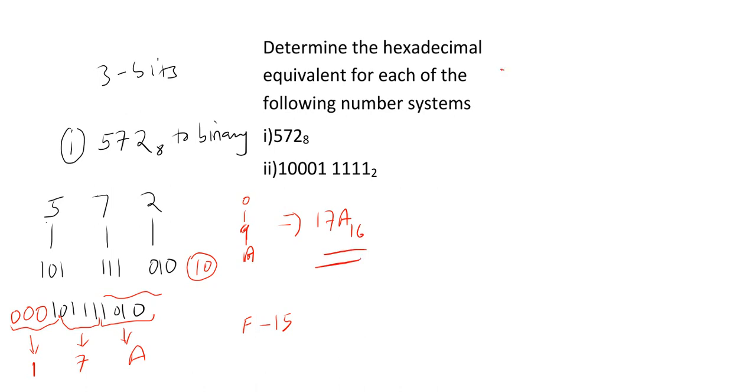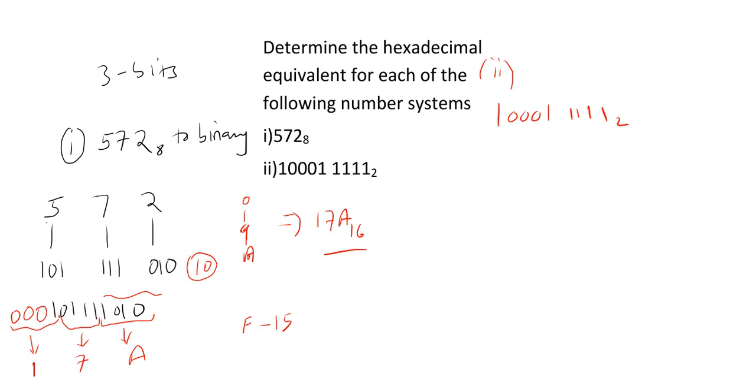Let's go to Roman 2. Roman 2 we have 10001, then we have 1111 base 2. We need to change these to hexadecimal, and as I have said in Roman 1, we normally group the binaries in 4 bits. So this is how we do it.